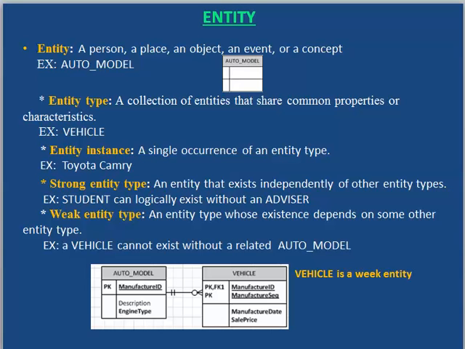Entity is a person, a place, an object, an event, or a concept. Automata. Entity type: a collection of entities that share common properties or characteristics. Our example here is a vehicle. Entity instance: a single occurrence of an entity type.